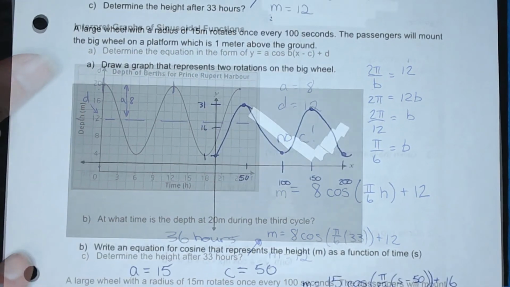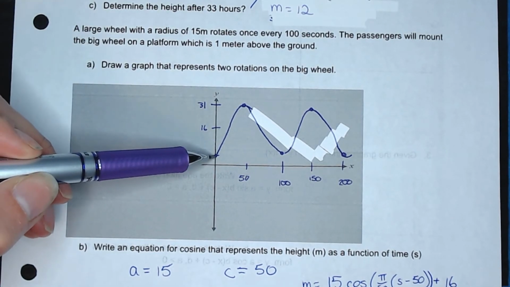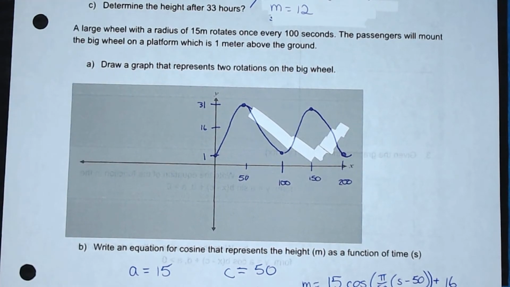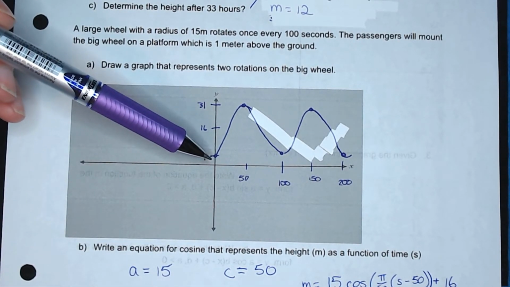The last example here: a large wheel with a radius of 15 meters rotates once every 100 seconds. So think of a Ferris wheel. The passengers will mount the big wheel on a platform which is 1 meter above the ground. So don't forget that the lowest that the person, or the chair of the Ferris wheel, can go is 1 meter. And then think of, you go to Tinkertown, I guess that's the only real Ferris wheel that we know in Manitoba, or maybe the Red River Ex. You sit down on the Ferris wheel, you start in that chair.